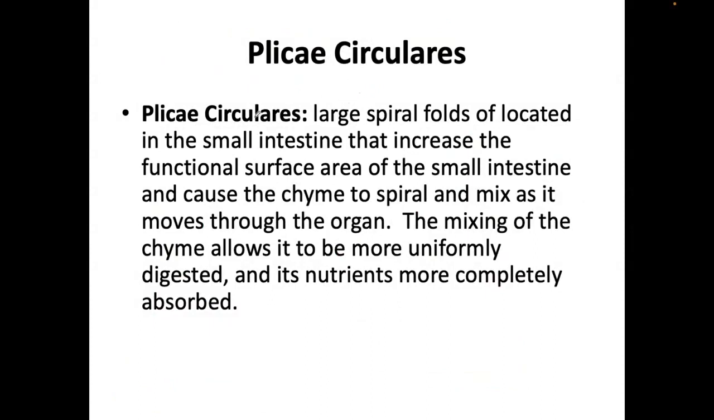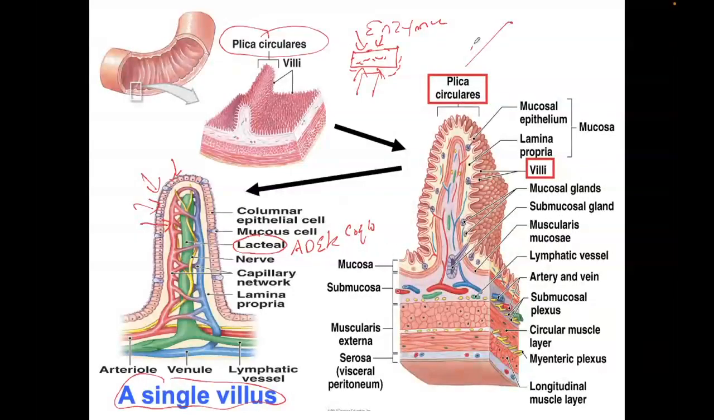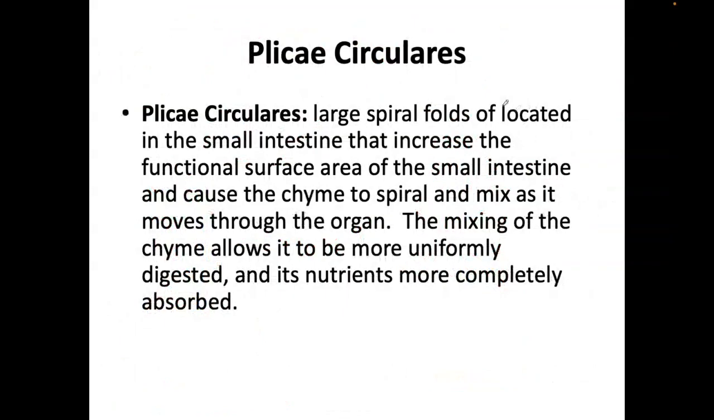The plica circularis, right here in these pictures, these grooves, they're spiral grooves. They're spiral folds. And they're located in the small intestine, and they increase the surface area of the small intestine, but they also cause this chyme to spiral and mix as it travels through, allowing all of the digestive enzymes to go through it more uniformly to properly digest it and to be completely absorbed.